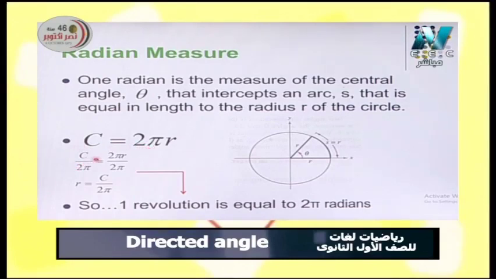Okay, if we divide both sides by 2 pi, which is a complete round, a complete round but in radians, we will find that r equals C over 2 pi. So 1 revolution is equal to 2 pi. Okay, let's explain what the new system of measuring is, which we call radian measure.